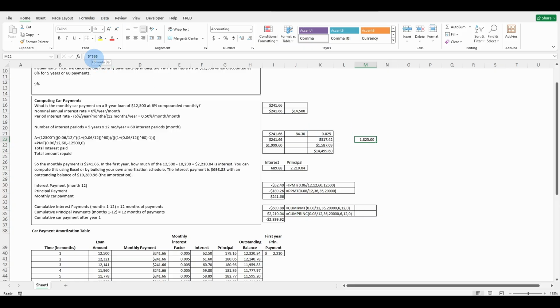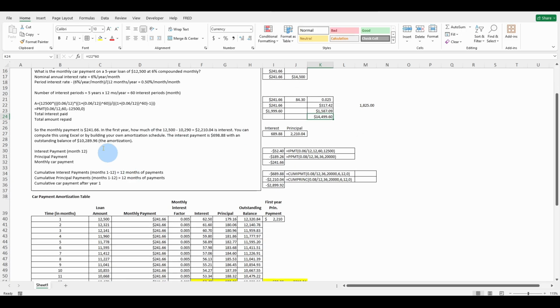So I took 5, that's the number of years, times 365. It's just how many days are in a 5-year period, 1825. So I was probably doing some kind of continuous compounding, not relevant. But you can work through these numbers and go, okay, I see what you're trying to do, Brad. So the monthly payment is $241.66.